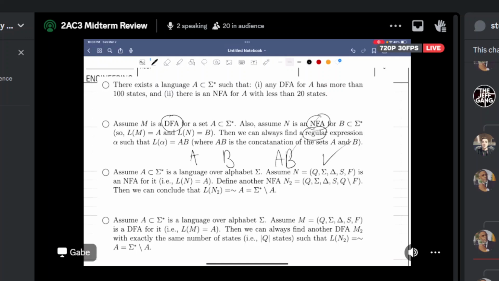Yep. Peter's asking, do we know the min? Well, for the number of states, the best case is if your NFA just represents the DFA, or hang on, what am I trying to say here? There's a case where they're the same. Basically, the best case is that the number of states for the DFA and the NFA are just the same, because the NFA is just the DFA.